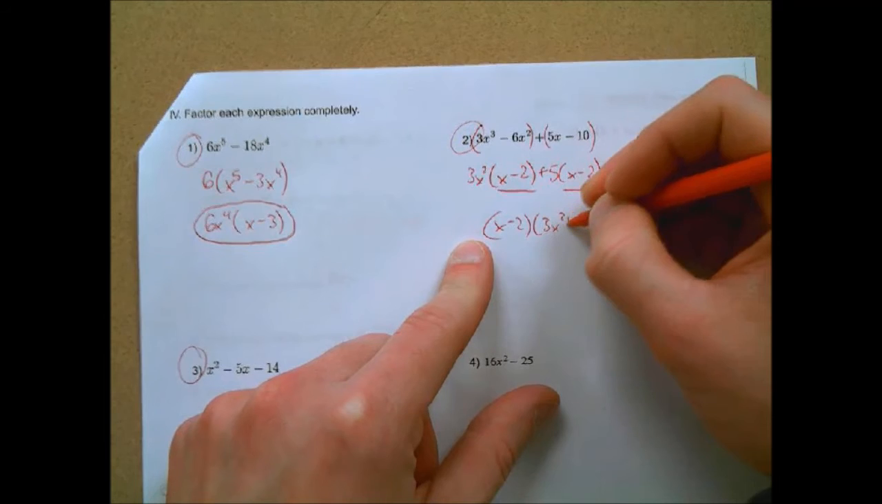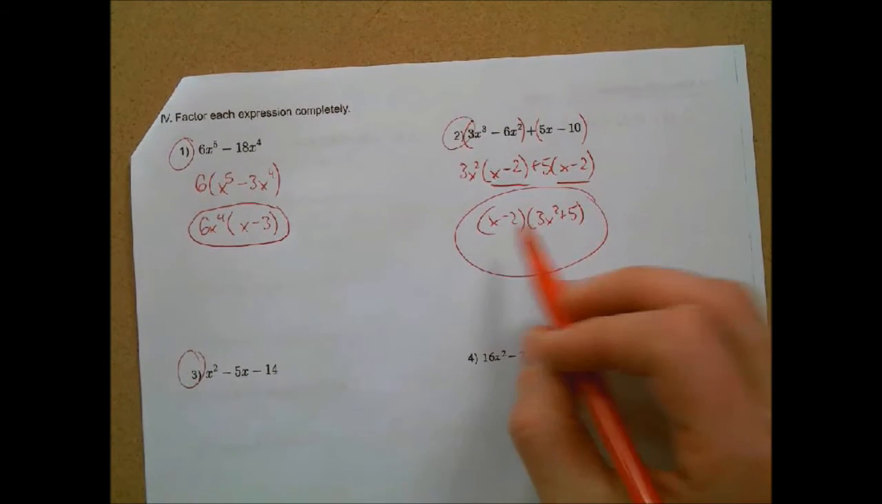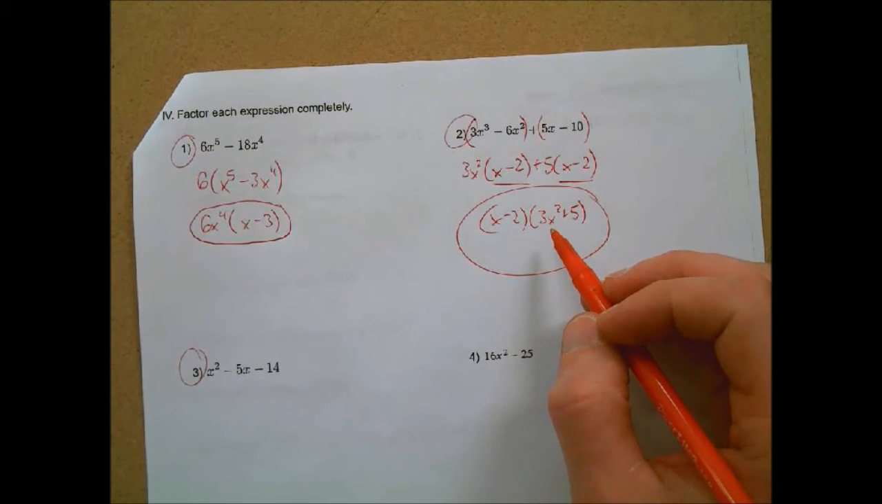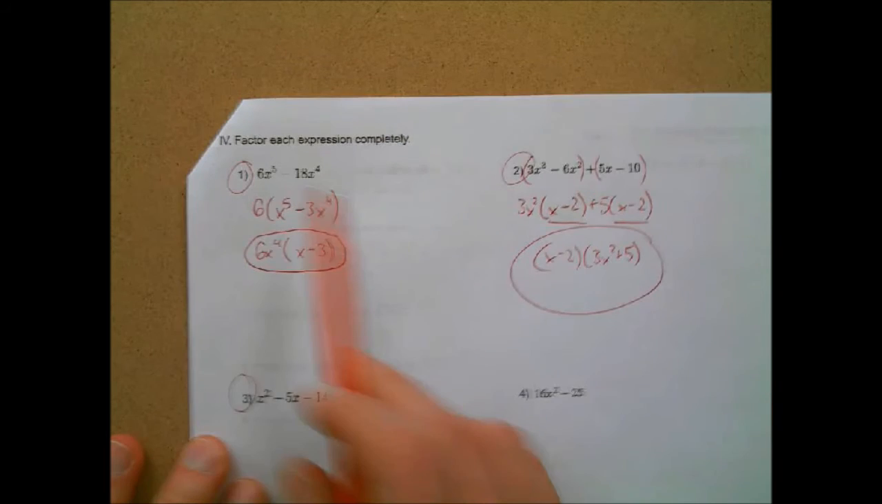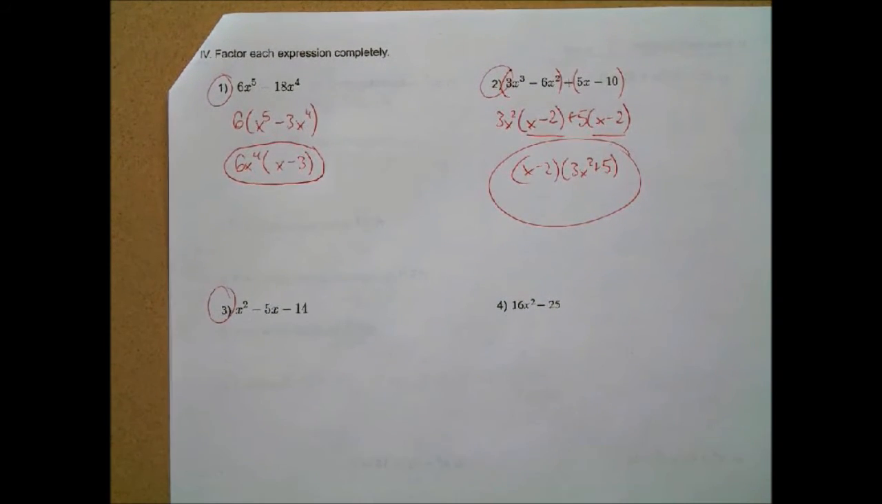Now some people were asking me, Mr. Whitmire, should I set these equal to 0 and solve them? No. The answer is no. There is no equation here, right? We're just factoring. That's all the directions say.